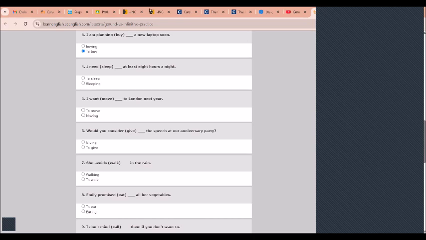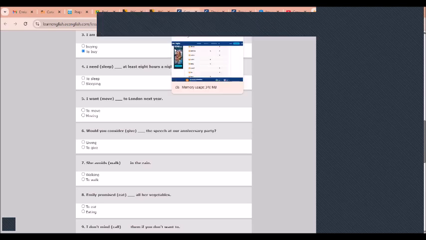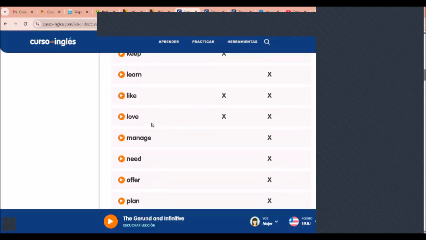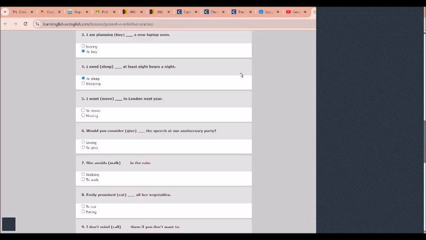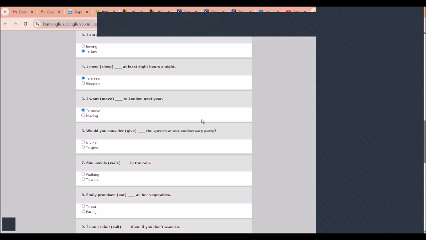All right. If you look at your list again, it's all the way down here at the bottom. But need is usually followed by an infinitive, right? I need to sleep. Okay. All right. Practice again. I need to sleep at least 8 hours a night. Good. Number 5, Angela. I want to move to London next year. Good. Number 6, Arellano.